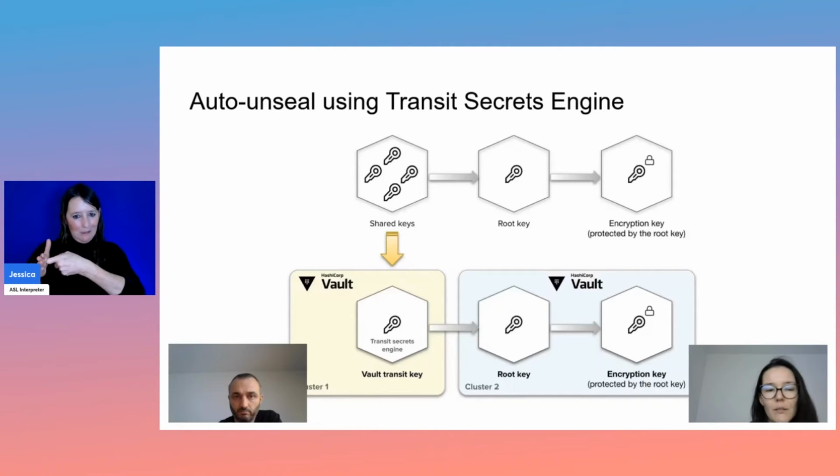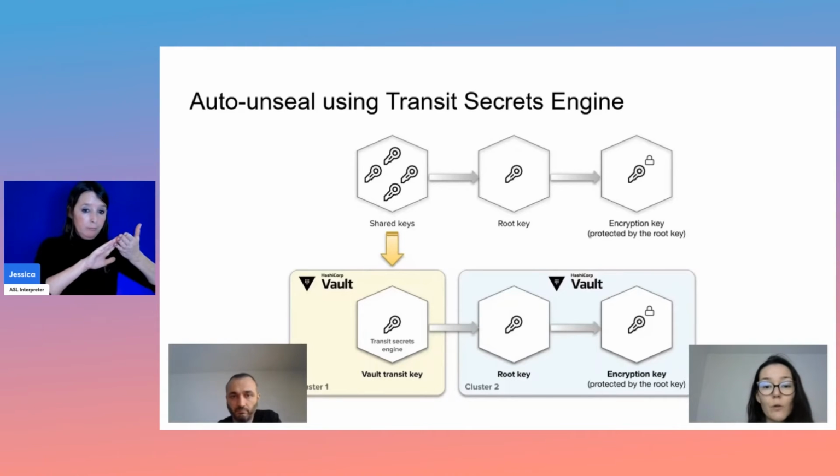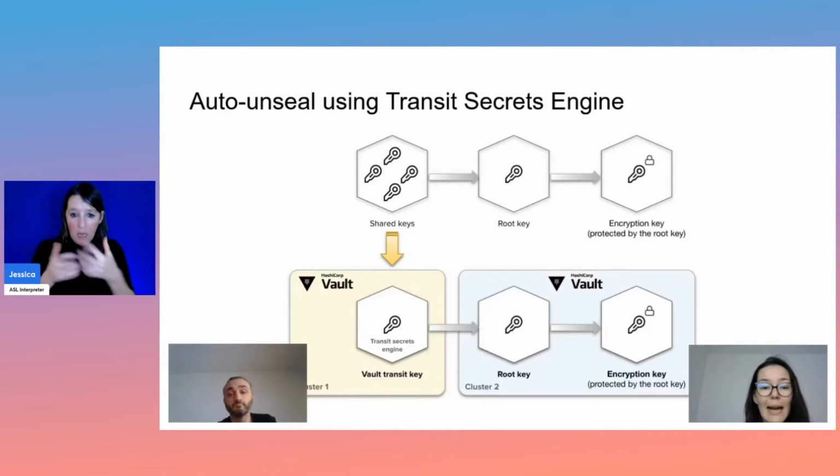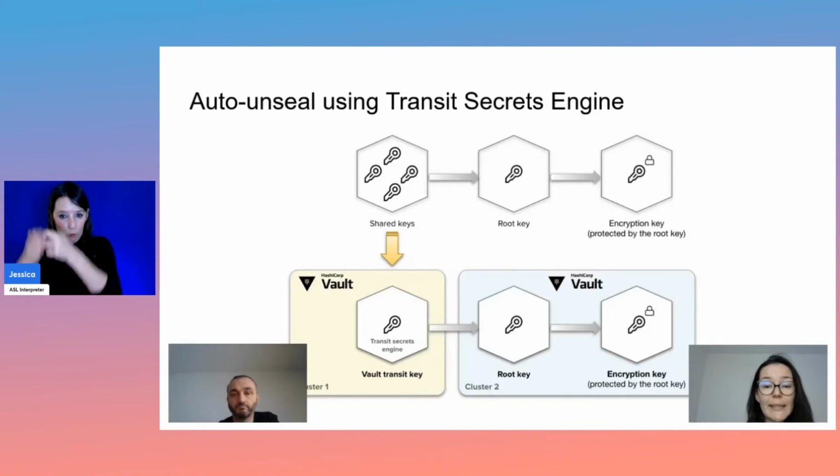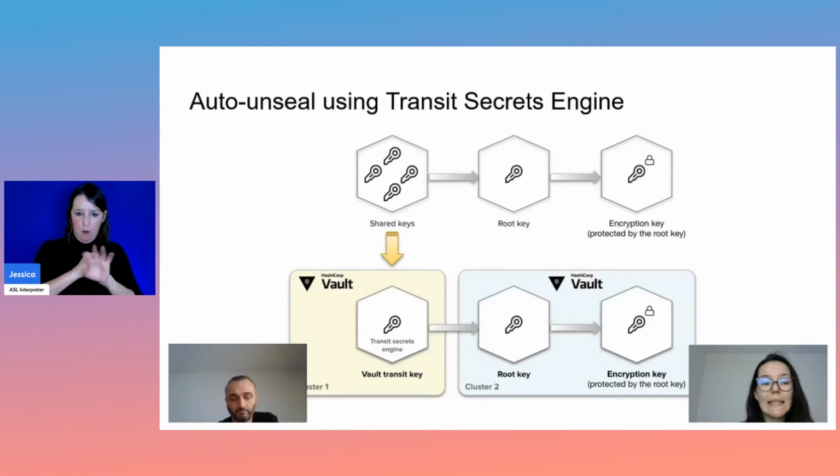So how does this workflow actually look like? Firstly, on startup, the sealed Vault sends a request to an external Vault instance that is configured with the Transit Secrets Engine. The external Vault uses the stored unseal keys to generate an unseal token and sends it back to the sealed Vault. The sealed Vault then uses the token to unseal itself automatically.